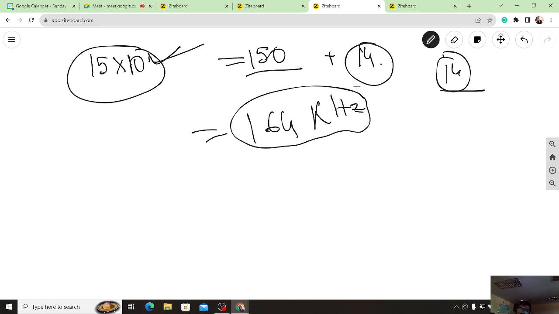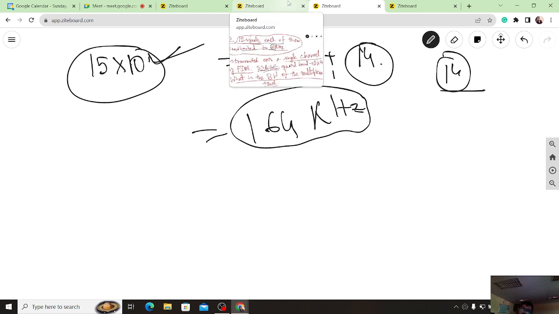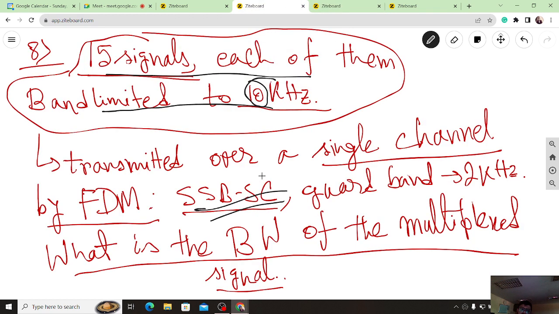I have a question here. 14 guard bands of 2 kilohertz each. Yes, but you will be using 14 into 2 for SSBSC here, right? Single sideband, so it's into 1 kilohertz. Okay, yes, okay, sir. Thank you.